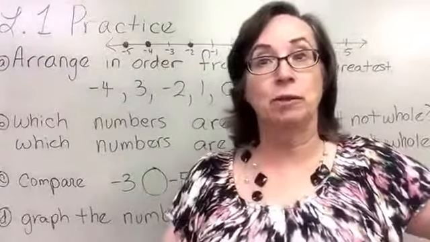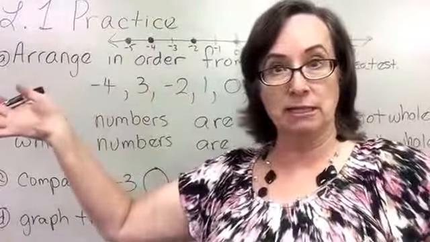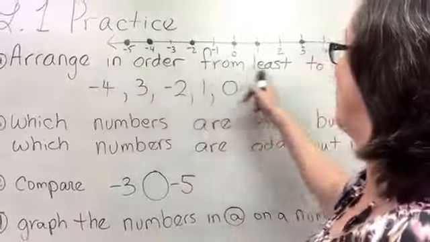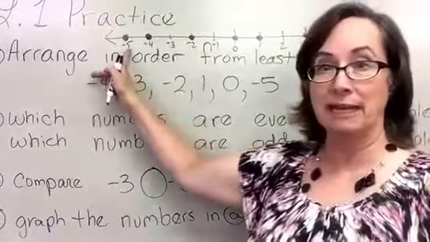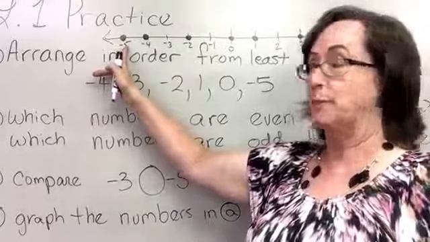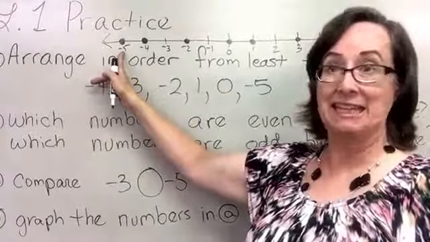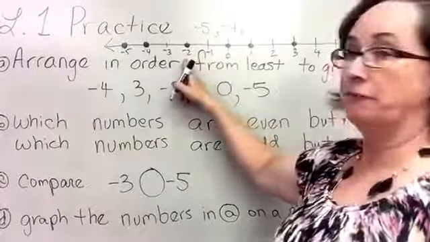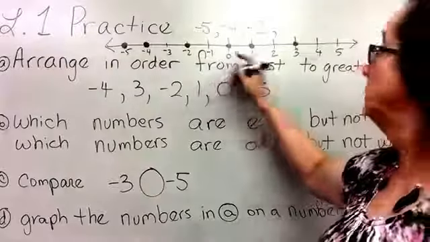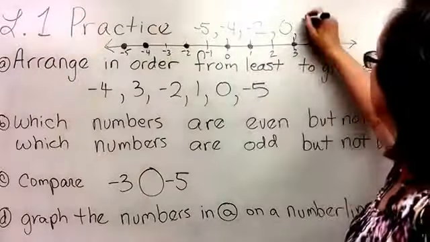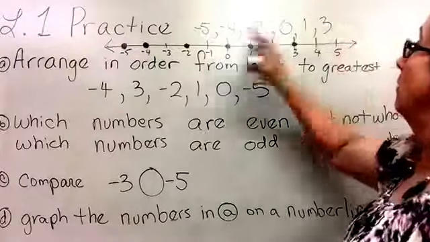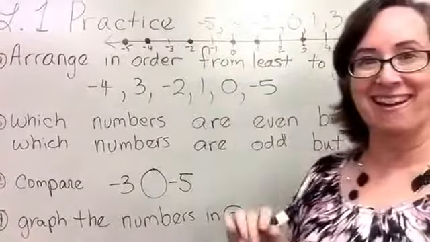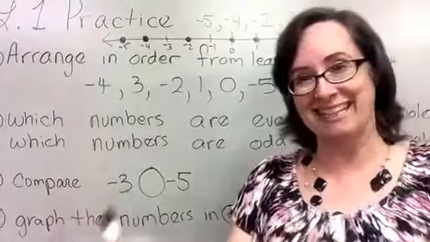Now, remember what we said. When we're ordering our numbers, we always want to make the least ones to the left and the greater ones to the right, just like our number line. So if we're arranging in order from least to greatest, we're going to pick the leftmost dot on our graph. Okay, so -5 would be the least number. So -5, -4 has a dot, -2 has a dot, 0 has a dot, 1 has a dot, 3 has a dot. Okay, so 1, 2, 3, 4, 5, 6, 1, 2, 3, 4, 5, 6. But now my same numbers are in numerical order from least to greatest.